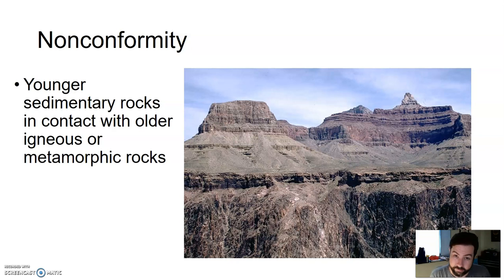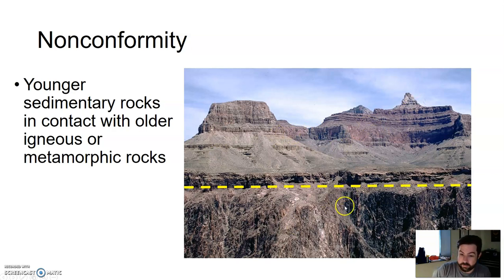A nonconformity occurs when you have typically younger sedimentary rocks in contact with older igneous or metamorphic rocks. So this again is the Grand Canyon. Above this line are all sedimentary rocks. See these kind of layered rocks. It's a good indication of sedimentary rocks.